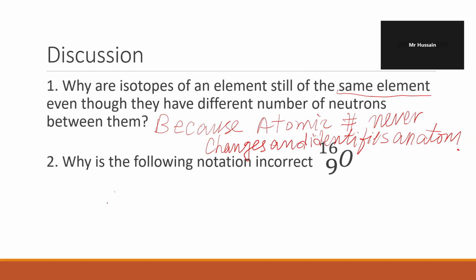Second one, what's wrong in this? We know the bottom number on the left side, the subscript, is the atomic number. Oxygen. From the periodic table, we know oxygen's atomic number is 8. It cannot be changed. Mass can be changed, but the atomic number never changes because atomic number is based on the number of protons. Clear?